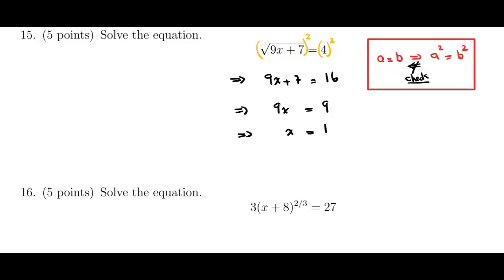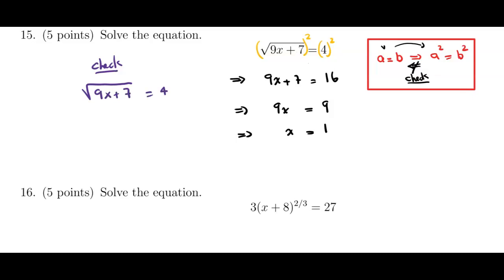Now we don't really know whether that is a solution or not. Remember, we went in one direction, and we want to go back. So we don't know whether it's correct or not, whether it satisfies the equation or not. So always don't forget to check, please. Usually you check in the original equation, which is radical 9x plus 7 equals 4.